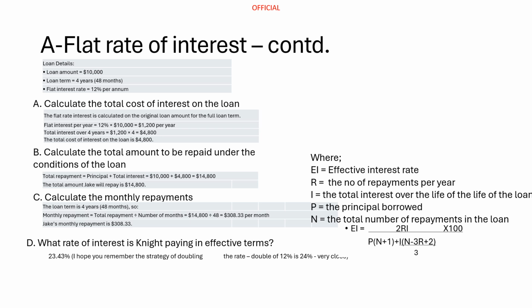Calculate the effective rate of interest. Put the details in the formula, and it will come as 23.43. Again, our strategy, doubling up the flat rate, 12%, which is 24, is pretty close to 23.43.